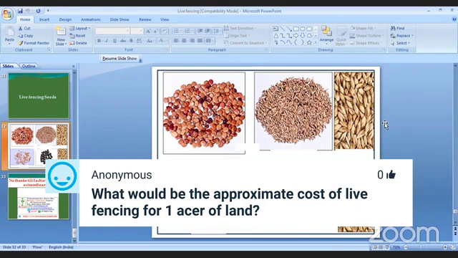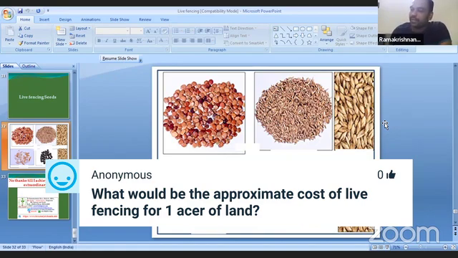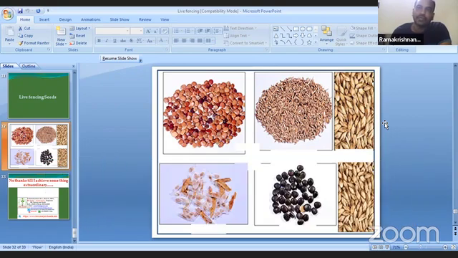What would be the approximate cost of a live fence for 1 acre of land? Okay, so for 1 acre, you are making live fencing. You go for seeds or plants. If we go for bamboo, you buy 1 kg of bamboo seeds from our side or any other local area. If it is not possible to make a nursery yourself, you go for directly sowing the bamboo seeds. It makes very good fencing.